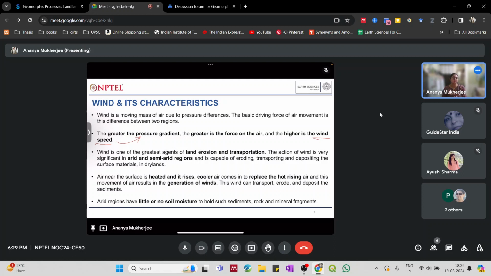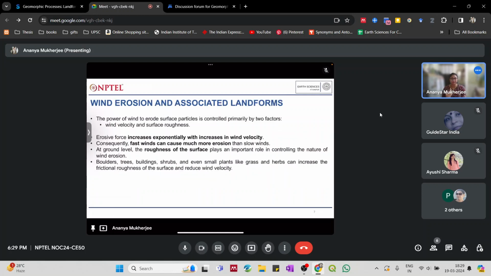And since the soil does not have any moisture, it cannot adhere to any of the rock fragments or any of the sediments that are present there. So it's very easy for the sediments in these areas to be blown away by the winds that are generated with very high speed in these areas.